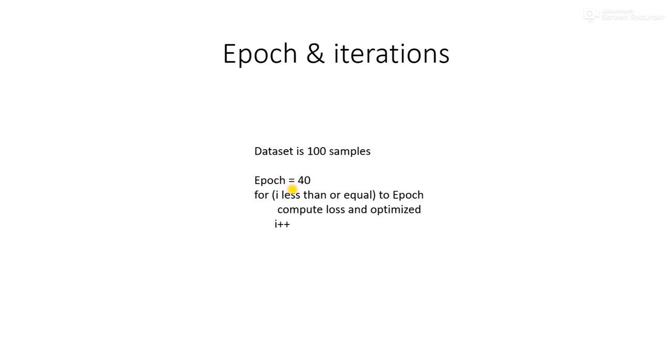So for i less than or equal to epoch, i is normally assigned to 1. So 1 to 40, okay, equal to 40. So compute loss and optimize. So you do it until 40. This in computer science we call a loop. We set it for 40.